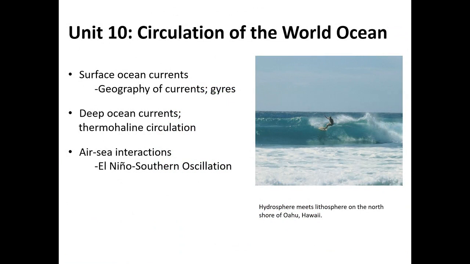Again, all the world's oceans are, of course, interconnected, and we generally break them down into 5 oceans. But there are surface currents that are influenced by the wind, there are deep ocean currents, and then there are air-to-sea interactions like El Nino and other large-scale weather patterns.